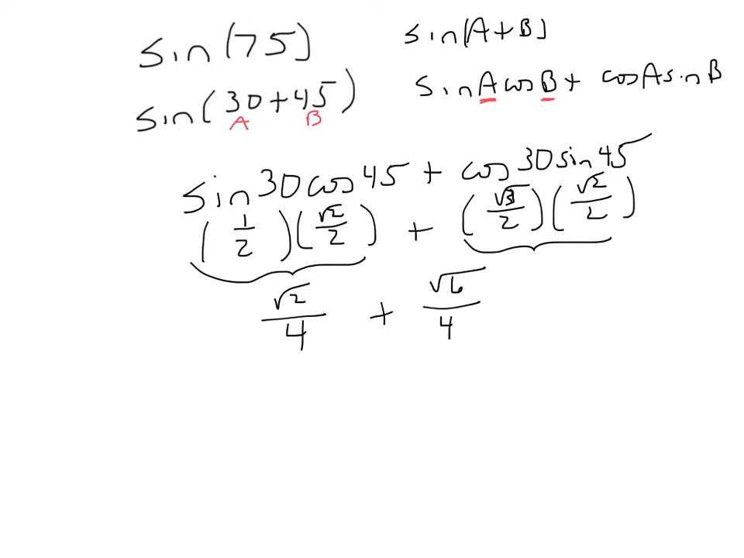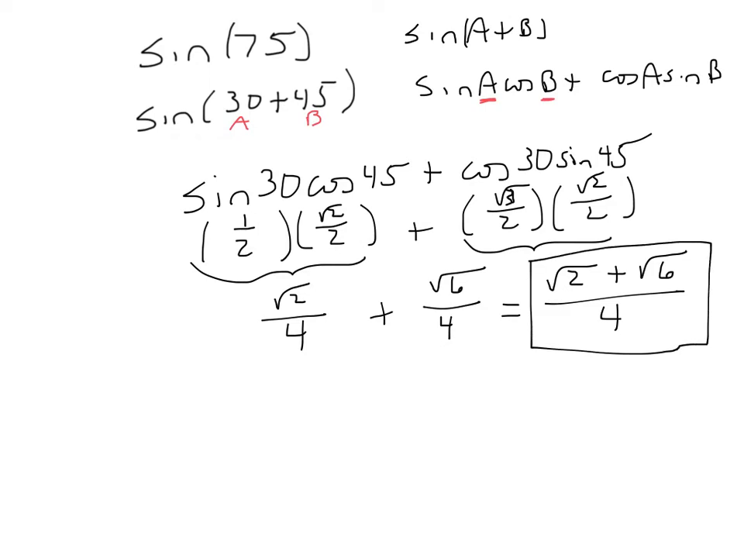The beauty here is that the denominators match, so I can actually combine them into a single fraction. But because the radicals are not like radicals, I cannot combine them. And so my answer turns out to be radical 2 plus radical 6 all over 4.